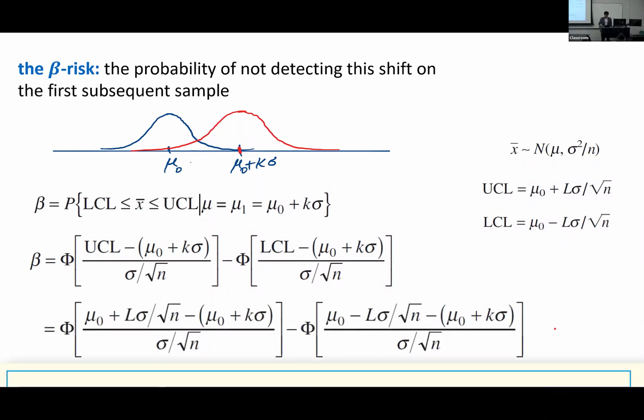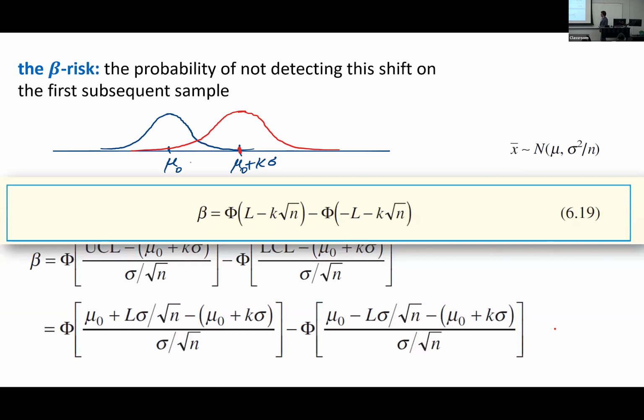If I simplify it, eventually beta becomes phi of (L minus K times the square root of n) minus phi of (minus L minus K square root of n). This is a formula you need to just learn and memorize or take notes. So in the example we just saw, L was 3, n was 9, right? And what was K? 1.67.